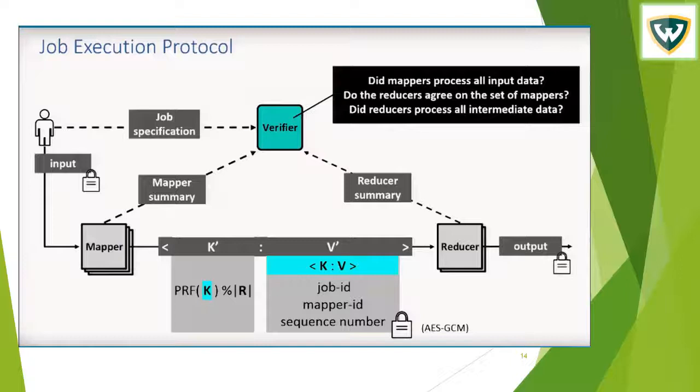Also, as we can see in this image, the intermediate key value pair packages the plain key value pair, the job ID, the mapper ID, and the sequence number, and encrypts them with AES-GCM to be sent to the reducer. And for the shuffling purpose, if you remember, we had the pseudorandom function, which uses the key value, and after that the modular result of the number of total reducers will define the reducer identity to which the mapper should send the value. So basically that scheme defines the shuffling step in the VC3 framework.